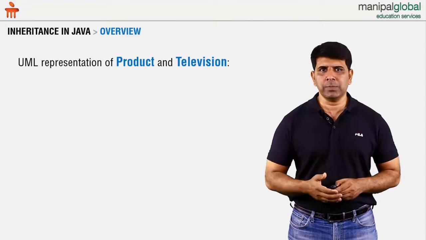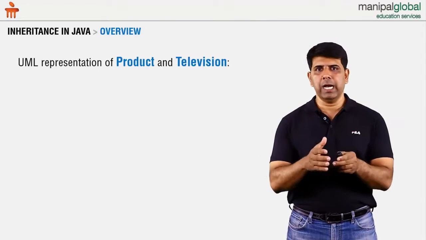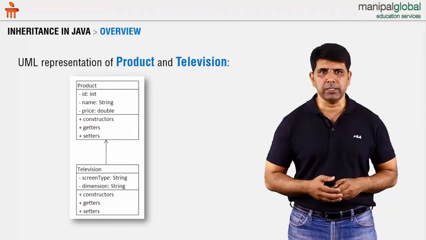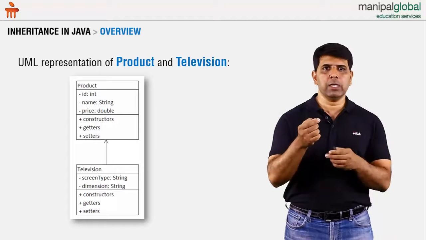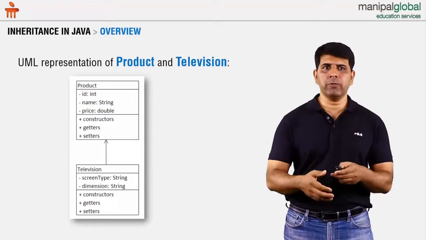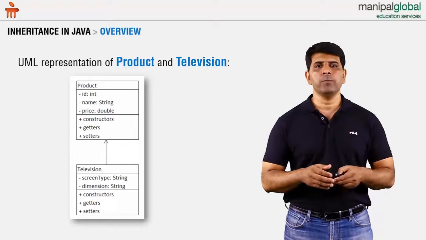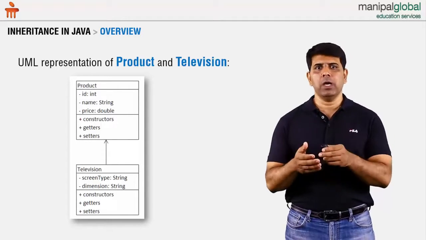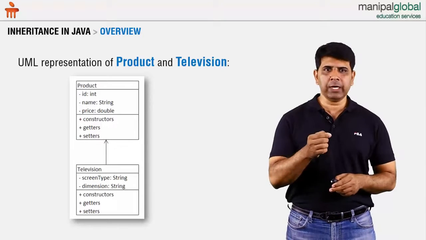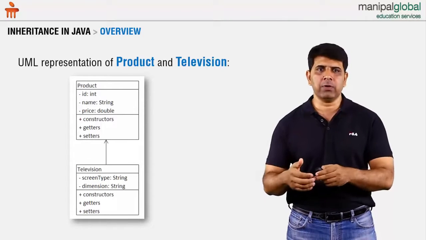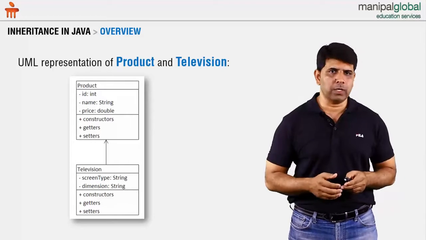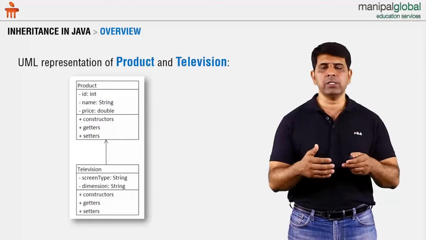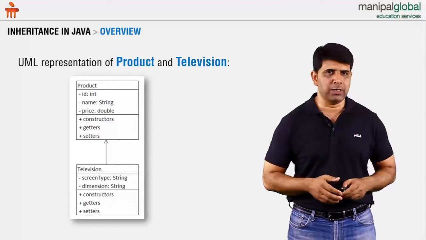A UML representation of a product class and a television, where television inherits from product, can be represented like this. We have a product class with ID, name and price, with a lot of getters and setters and constructors, and we have a television class that has two member variables, screen type and dimension. Note the arrow is always moving from a derived class or a subclass towards a superclass. Do not interchange the arrow. The arrow indicates which is a superclass and which is a subclass.